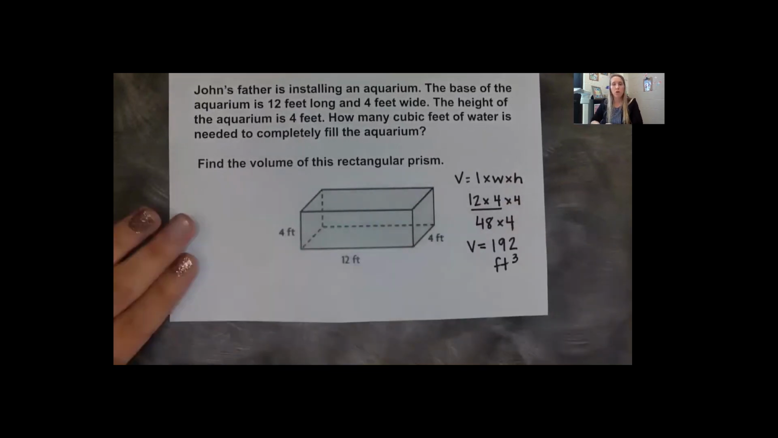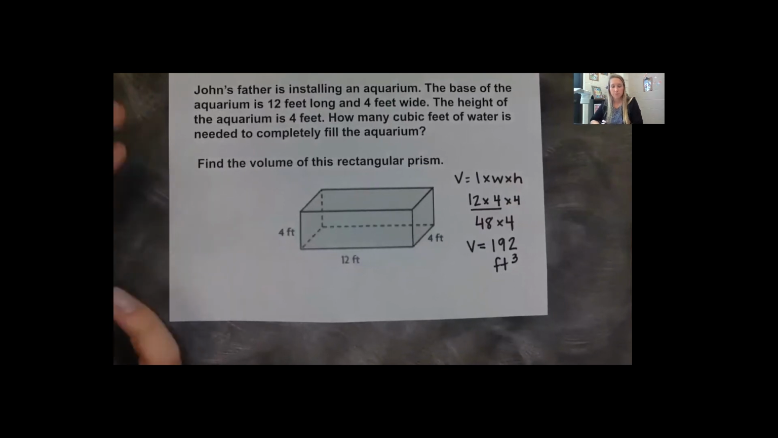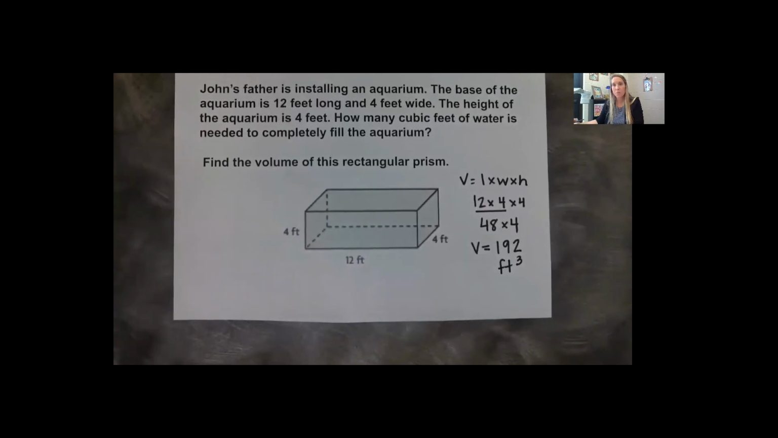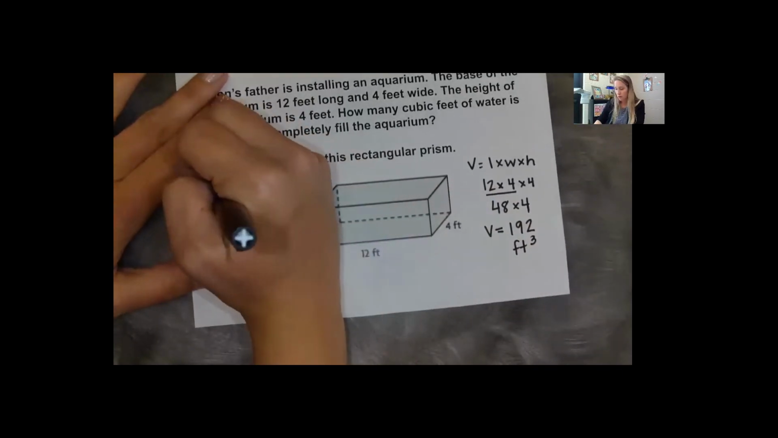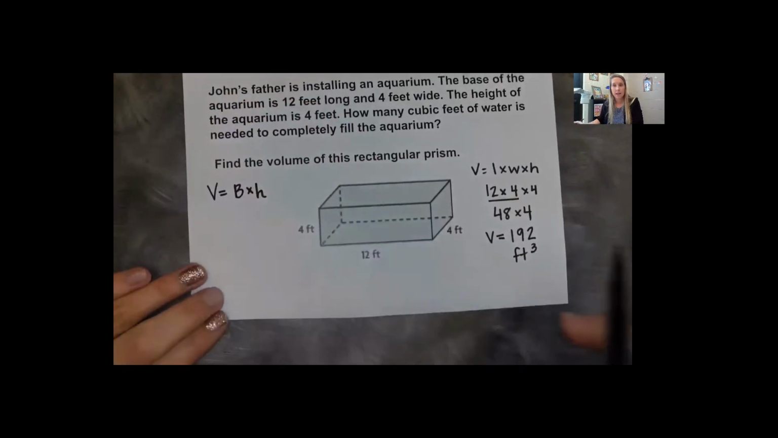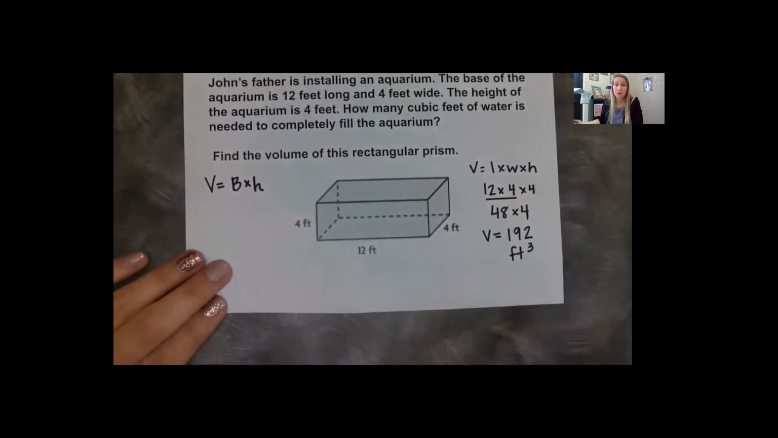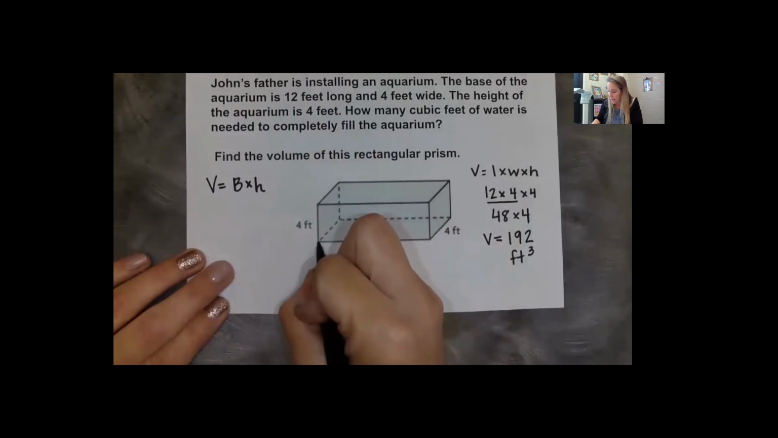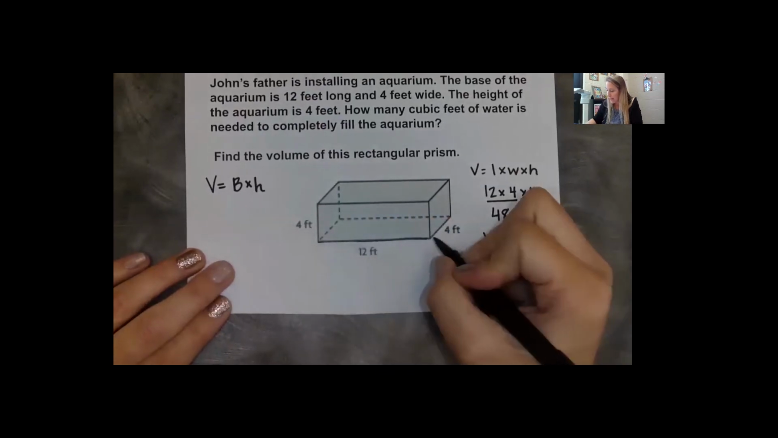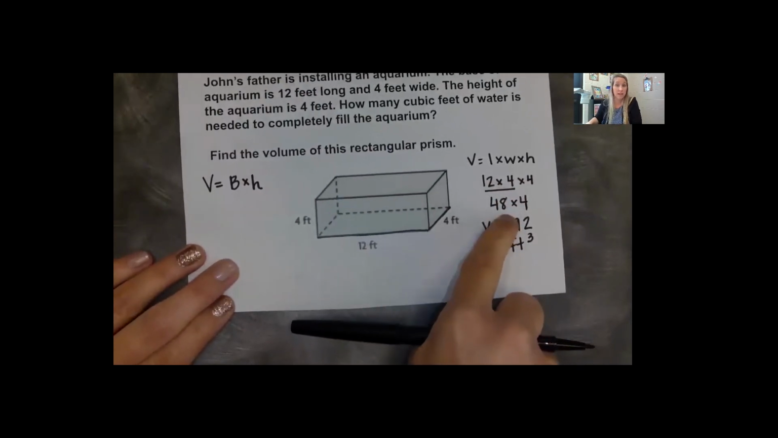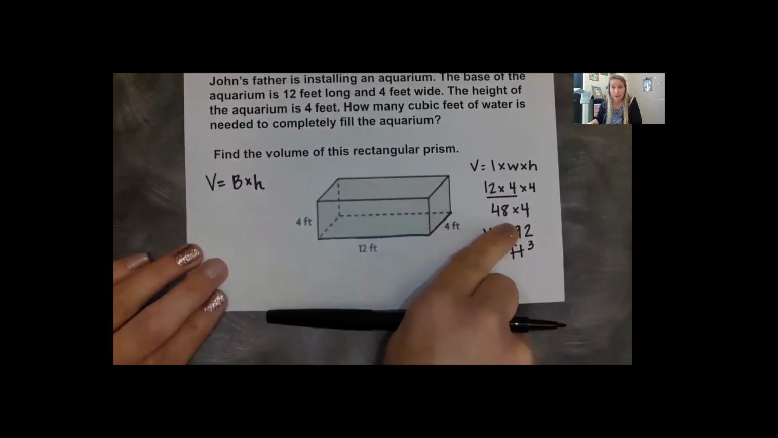Is that the only formula that we could use? You're absolutely right. I heard somebody say, well, Miss Williamson, I use volume equals base area times height. That one also can be used. Remember though, how do we get that base area? Yes, you're right. We find the base area by multiplying the length and the width.